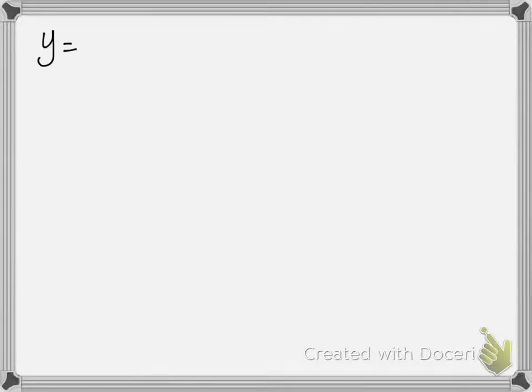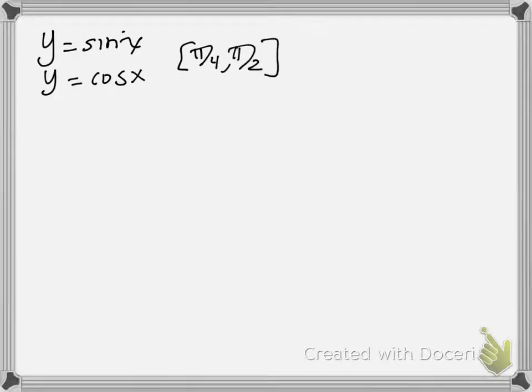y equals sine x and y equals cosine x are my two functions. And I want the area between the two from pi over 4 to pi over 2. So let's just quickly sketch out the trig functions. So let's remind ourselves it's 1, 2, 3, 4 with 2 pi. And so this would be pi, and this is pi over 2.